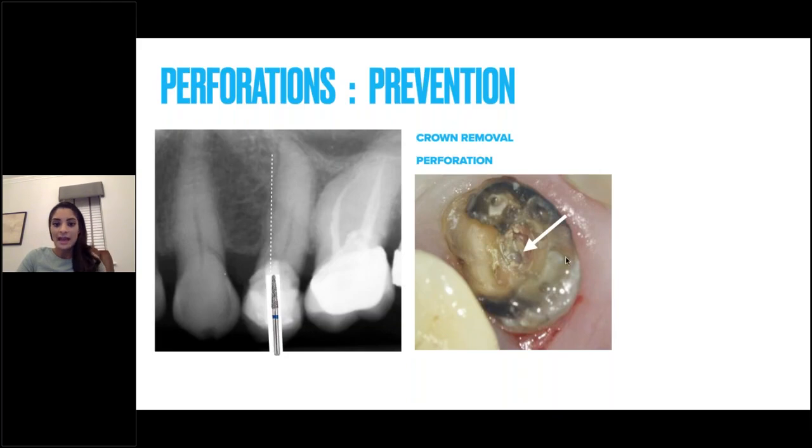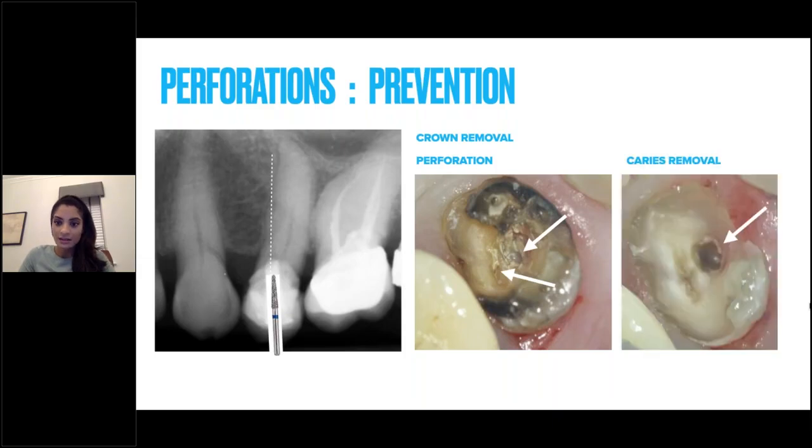You can see that there's some caries here, but straight away I saw that there was a perforation on the mesial aspect of the tooth here. This is where the true canal lies. And this is after the caries was removed. And you can see again, the arrow is pointing to the perforation, and this area here is where the true canal lies.